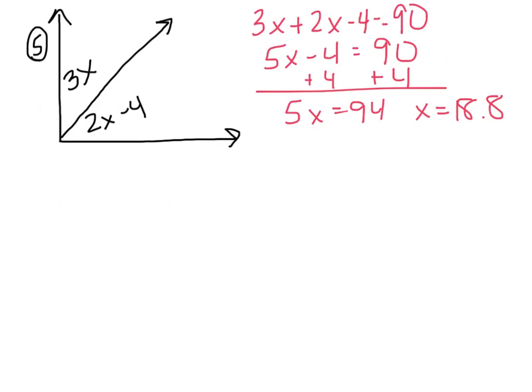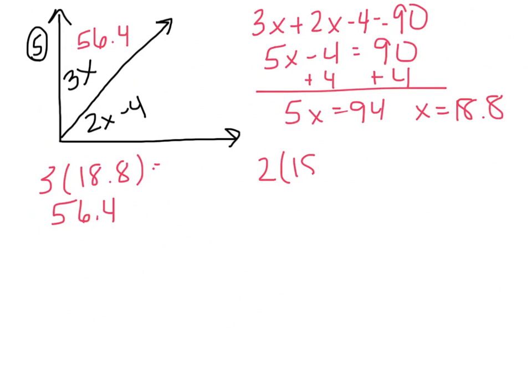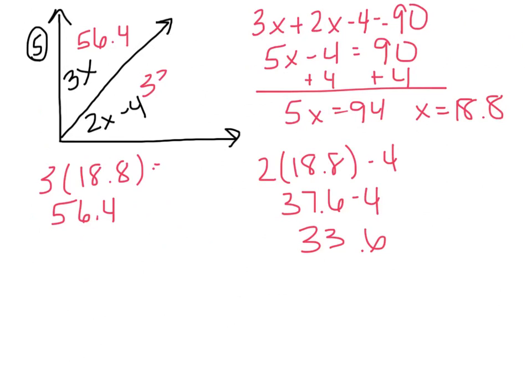So now we can plug it back in. 3 times 18.8 is 56.4 degrees. And then plug the next one in. 2 times 18.8 minus 4 is 37.6 minus 4, 33.6. And if you want to check to make sure those equal 90, add them together. 56.4 plus 33.6, it equals 90 degrees, so we are good to go.